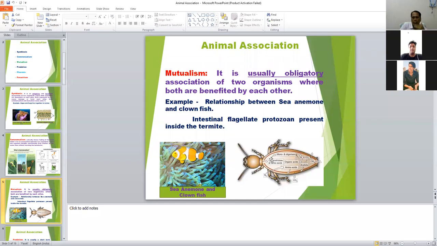Another example of mutualism is the termite. Inside the gut of the termite, different types of protozoan parasites are living. Termites take in cellulose but do not digest it, and the protozoan parasites living in the gut help in the digestion of the cellulose and get nutrition, so the flagellate protozoa help in cellulose digestion of what the termite takes during food eating.